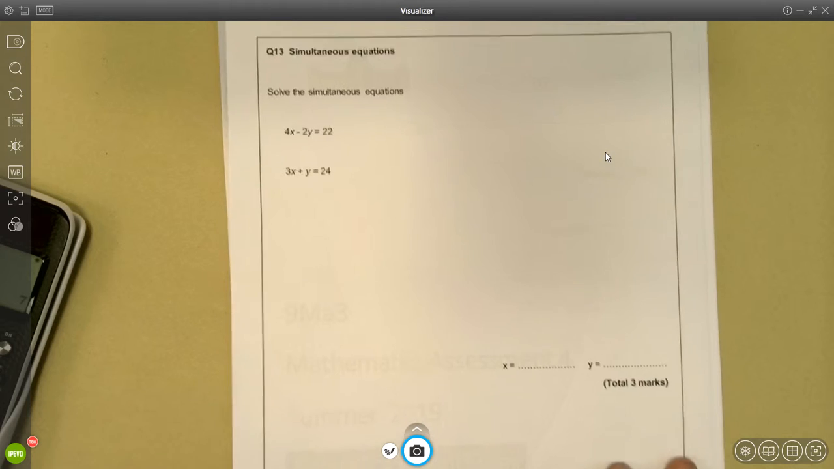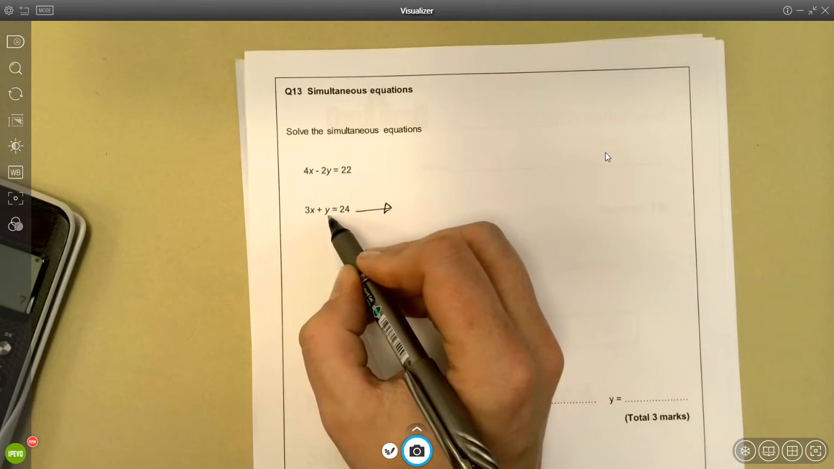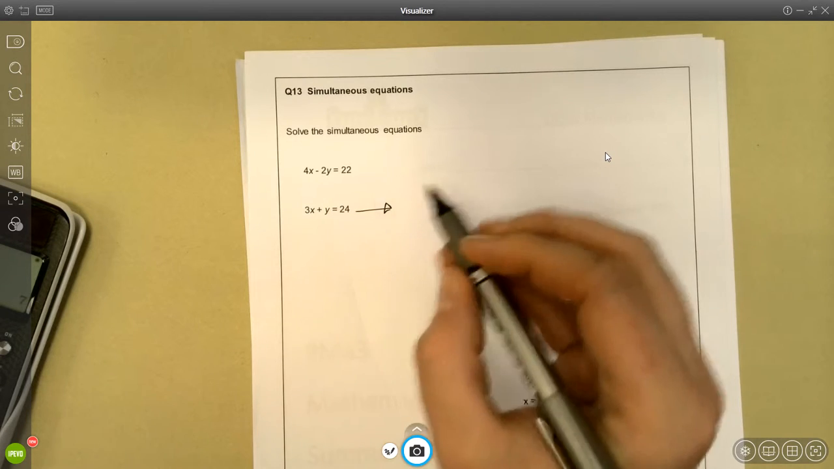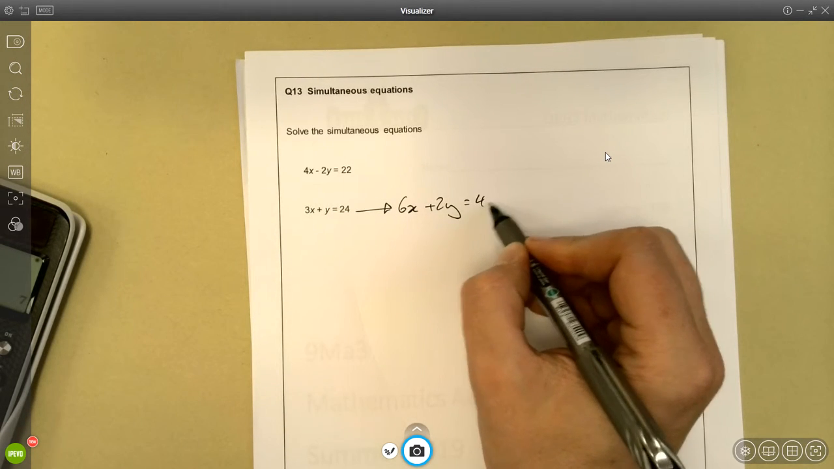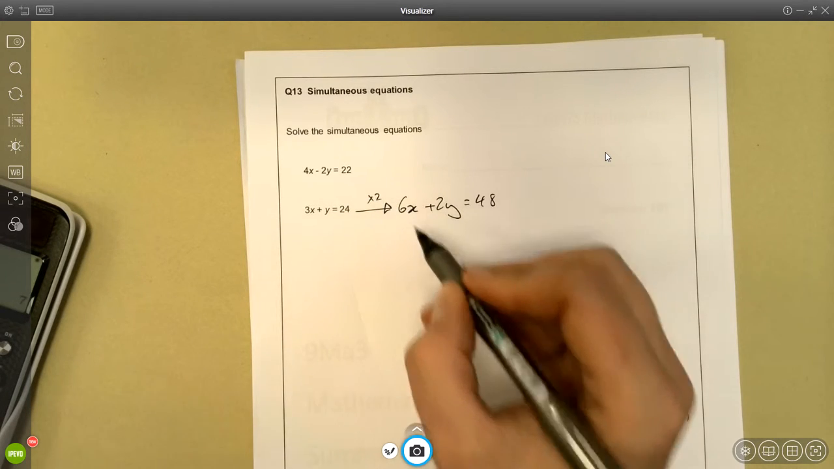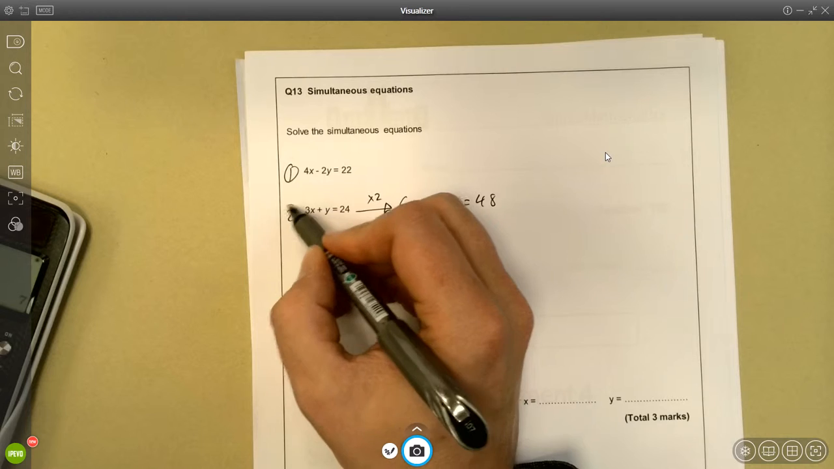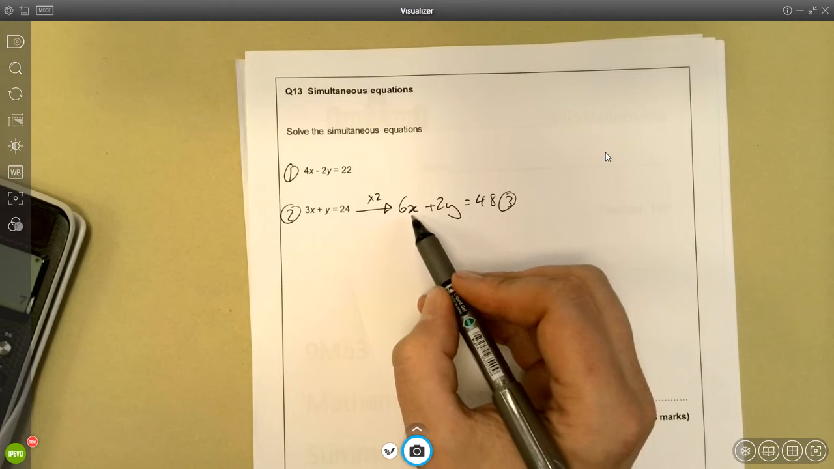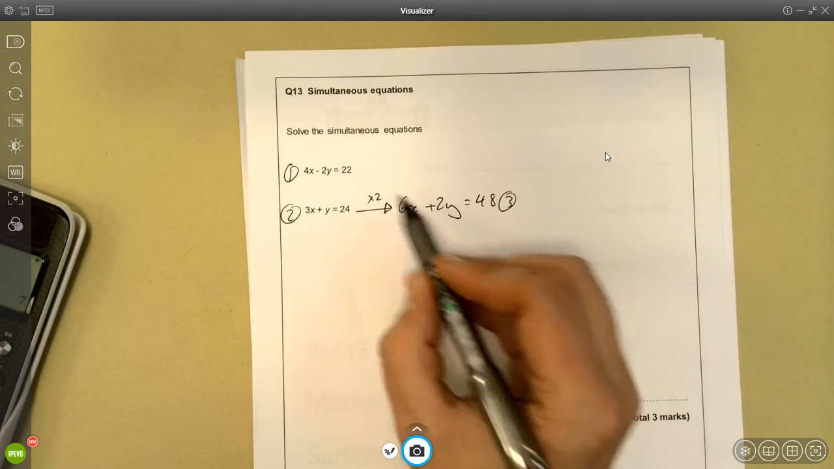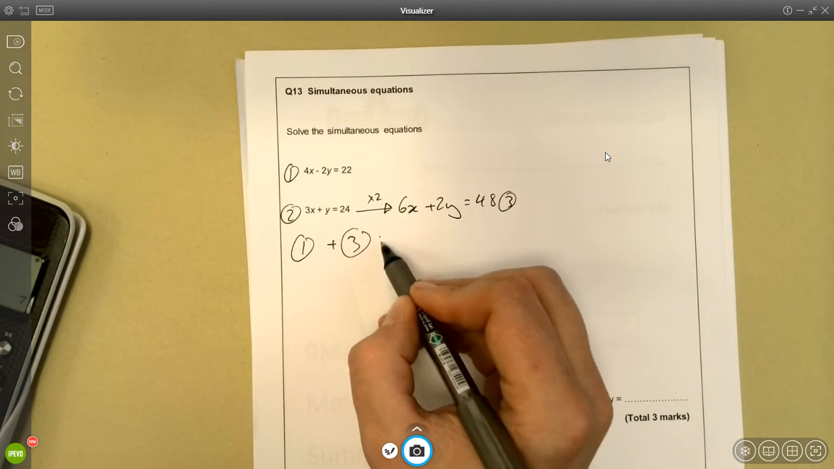So first up, we've not got anything that matches up. We're going to turn this one into a 2y here so it matches. 6x plus 2y equals 48. I've just multiplied through every term by 2. We call that equation 1, equation 2, and this is going to be equation 3. If I want to eliminate 2y, I need to add them. So I'm going to do equation 1, add equation 3.